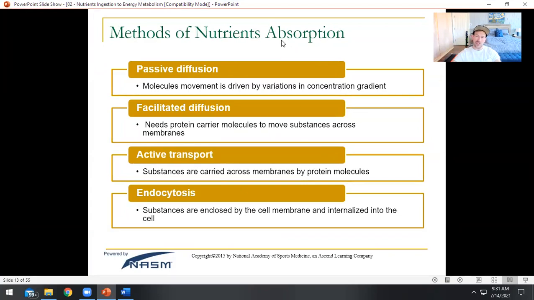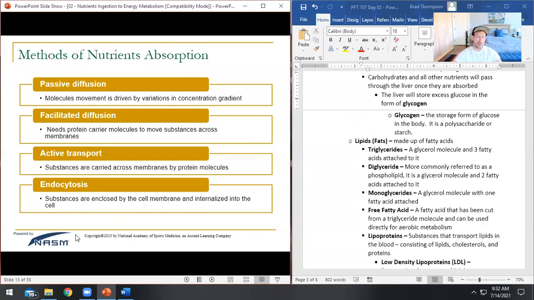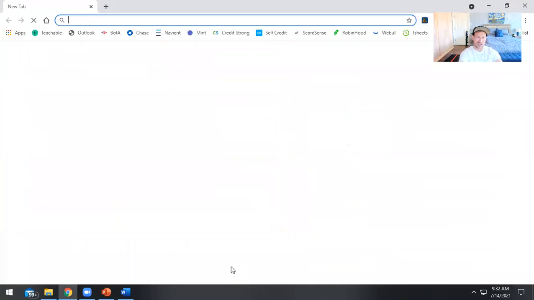Well, there's a couple different ways that we absorb nutrients, and we've got to look at what happens in biology in general. The first one is very simple: passive diffusion. So here's what passive diffusion looks like.